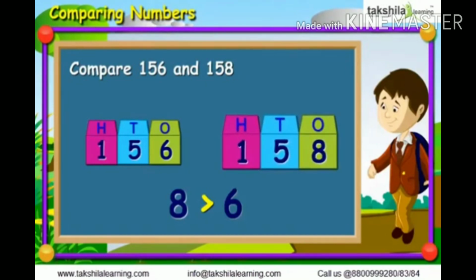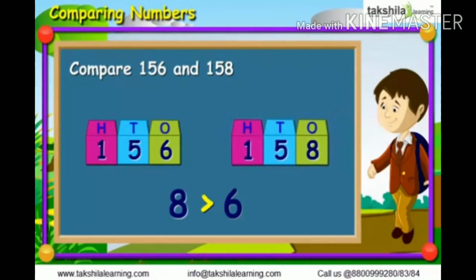Hence, 158 is greater than 156. Now let us look into the content book page number 20 and 21. Here you can see, children, how to compare the numbers by looking at the place values. Here an example is given. Once you go through this example, the numbers 145 and 149, which is the greater number?